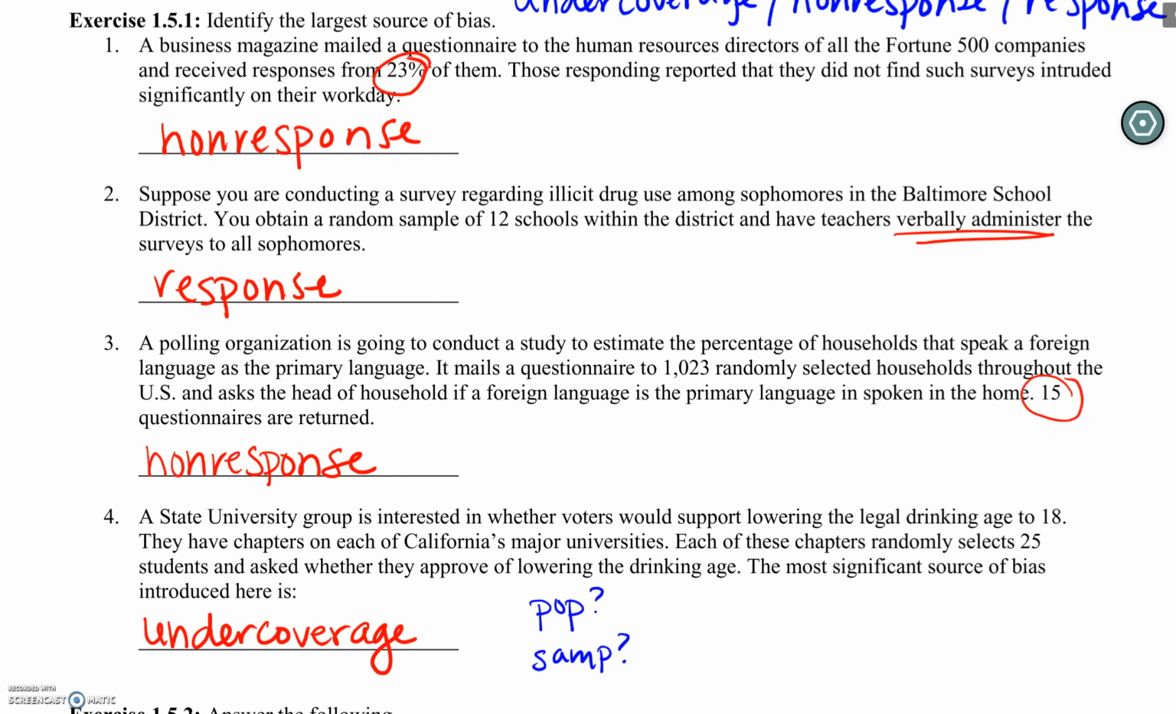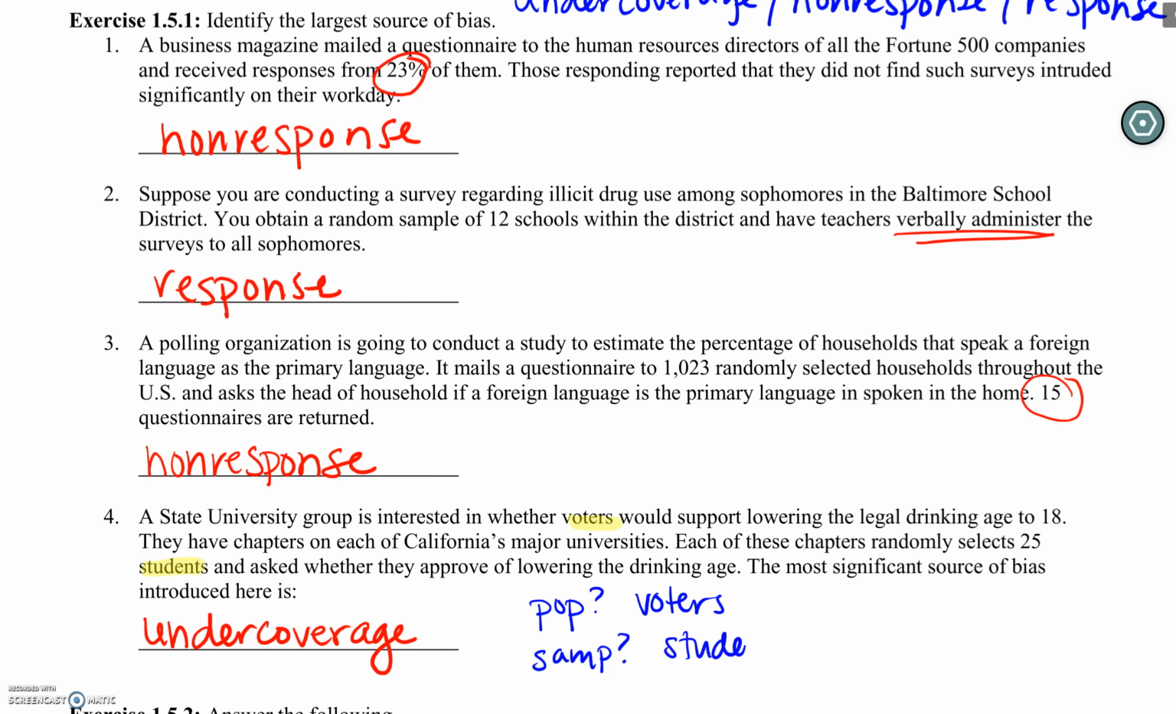So here, if we look through here, we were told this group was interested in whether voters would support lowering the drinking age. And then to figure this out, they went and randomly selected 25 students. So our population was voters and our sample was students.